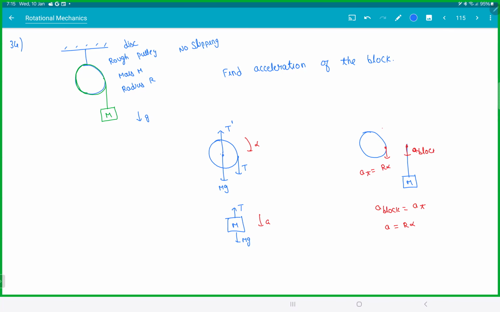Then you're done. So take torque about the center. T into R is equal to mr square by 2 alpha. T is equal to ma by 2. Mg minus T is equal to ma. We get A is equal to 2g by 3. Check.